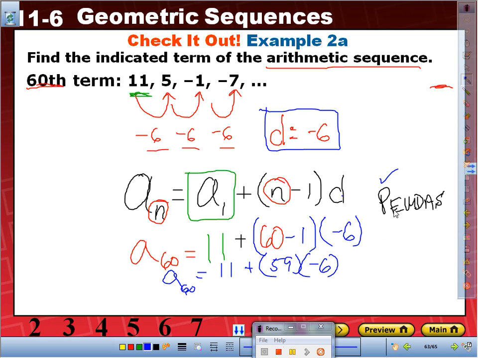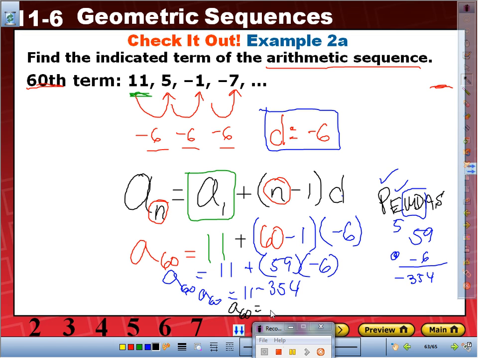So let's see. We're going to continue with our order of operations. No exponent. Multiplication and division. Yes, right here. So 59 times -6. That's 354, and this is a negative. So this becomes -354. And I bring down the 11. And this is A sub 60. So A sub 60 is -343. That would be my 60th term over here, negative 343.